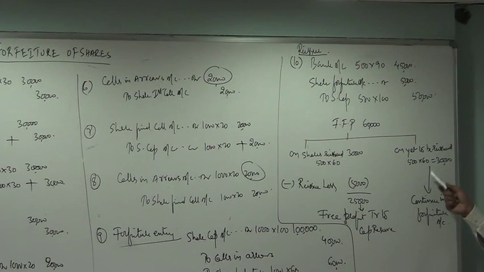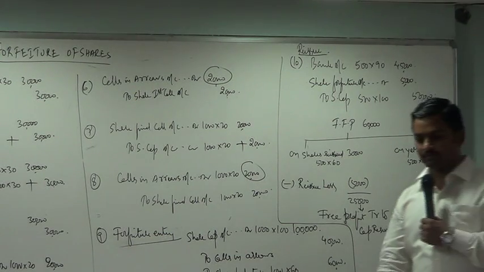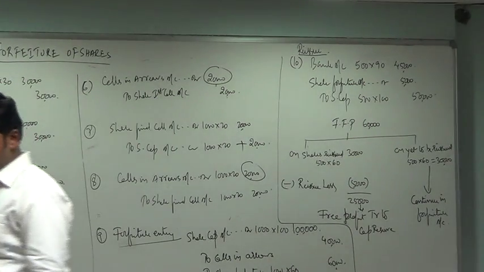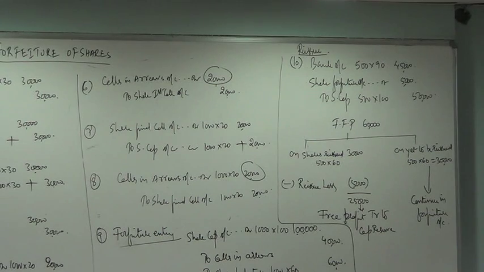Look at the board here. On yet to be reissued, 30,000 is the forfeiture profit. No reissue loss, we don't know. In the future we will come to know whether there is reissue loss or not. We will say continue in forfeiture account. Second part will say continue in forfeiture account. First part will say 25,000 free profits transfer to capital reserve.